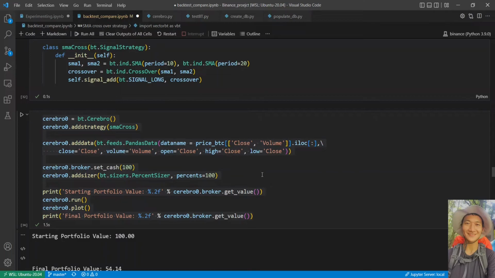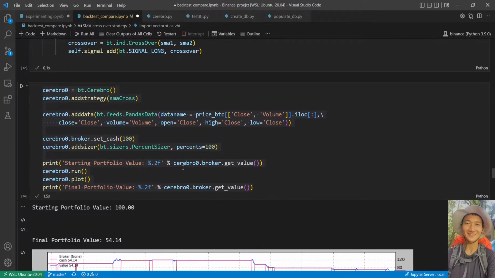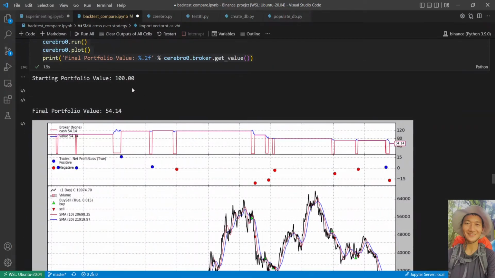And then we also need to set the initial cash for each round. Then, as in our method before, we go all in on every trade, so we set the percentage to 100. Then this line shows us the initial value we invested, and this line shows us the final one after running this method. From these two values, you can see that it's totally different from the previous approaches.